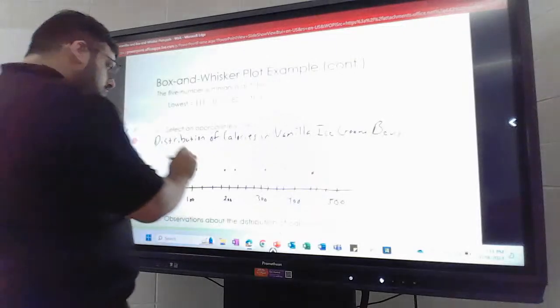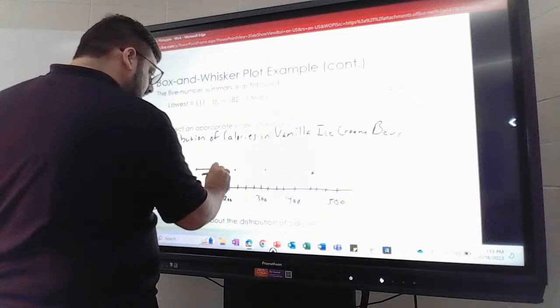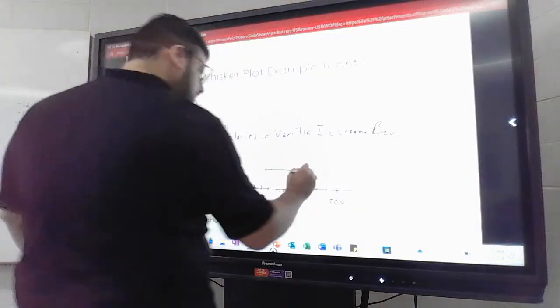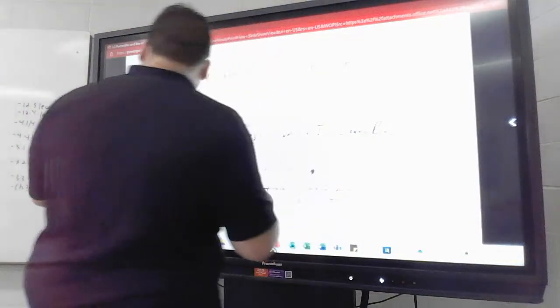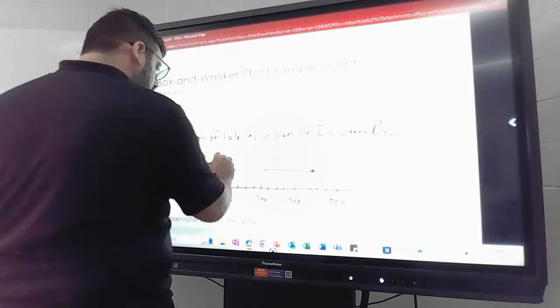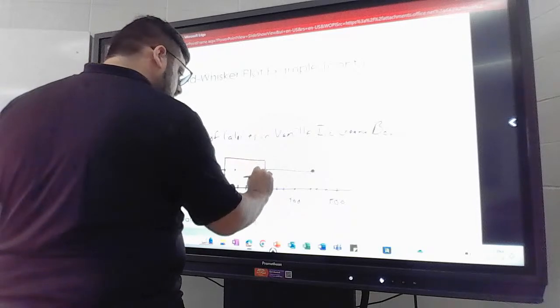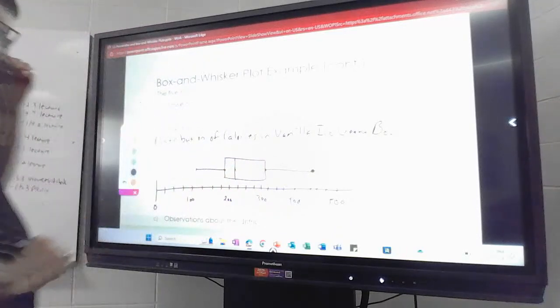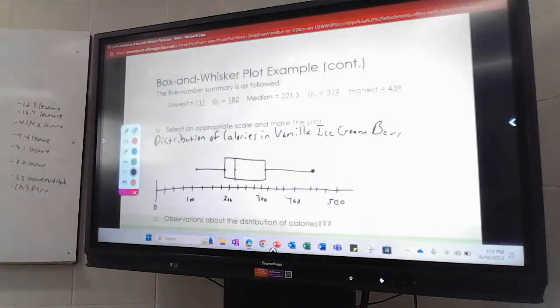All right, so now I want to draw my whiskers first. Again, you don't have to do this first. You can do the box first, but I like to draw the whiskers first. Go ahead and erase this here. Now I'm going to go ahead and draw my box. And then I'll draw my line right down the median. And there it is. What does it say about the distribution of these calories?